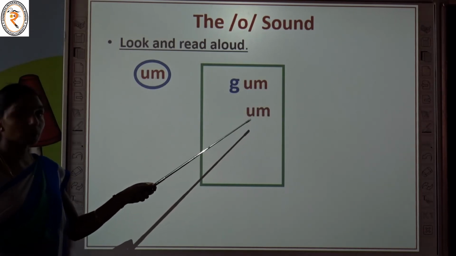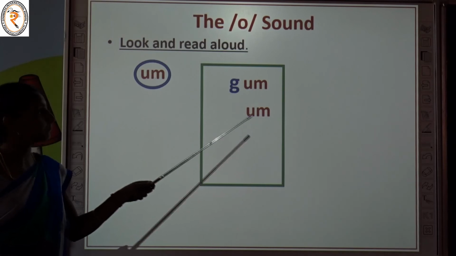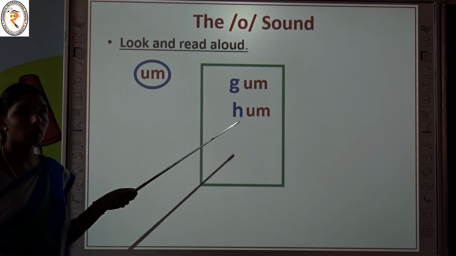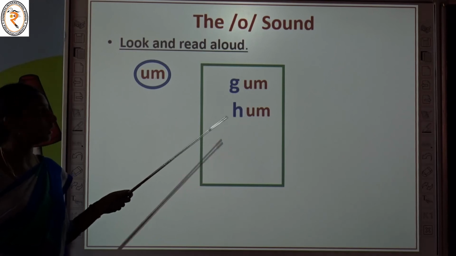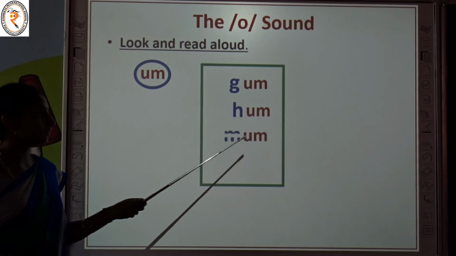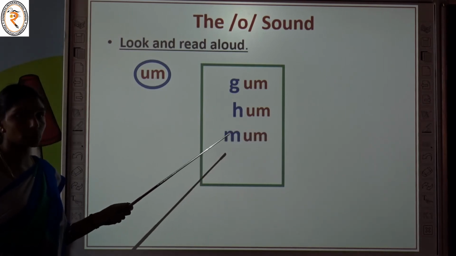Again UM. How can we pronounce this? H. What is the sound of the letter H? Ha. Honest. Horse. Ha plus um, hum. Very good. Again we have hum and M is added to that.